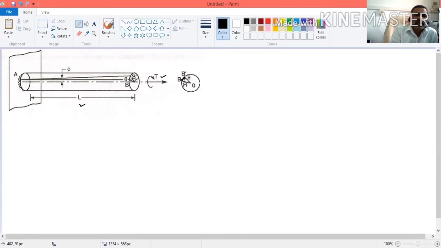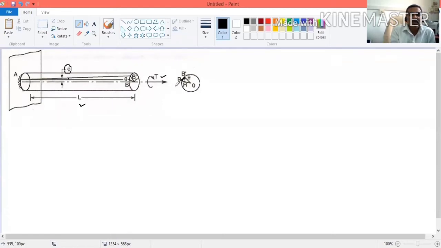Initially the point is at B. When torque is applied, it is moved to B dash. B to B dash, it is twisted. Along the length, we are taking this angle as phi.